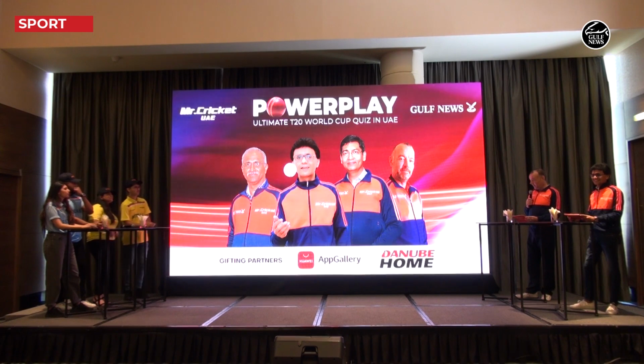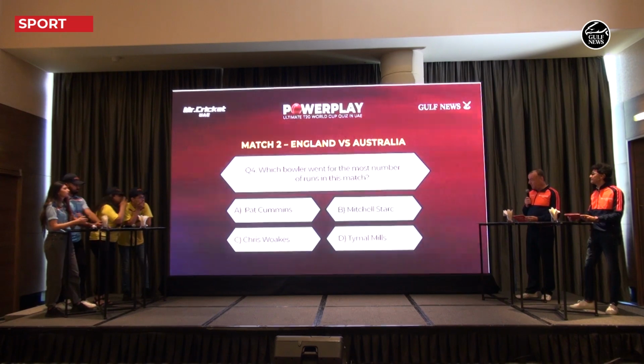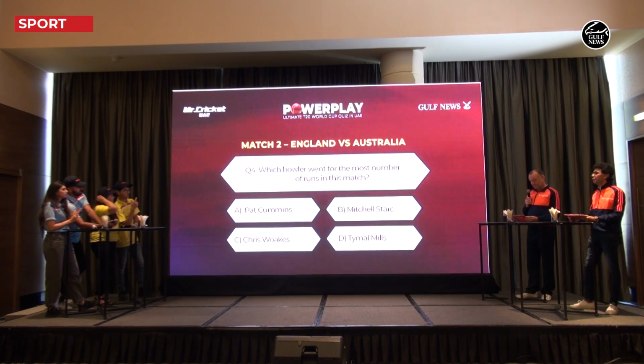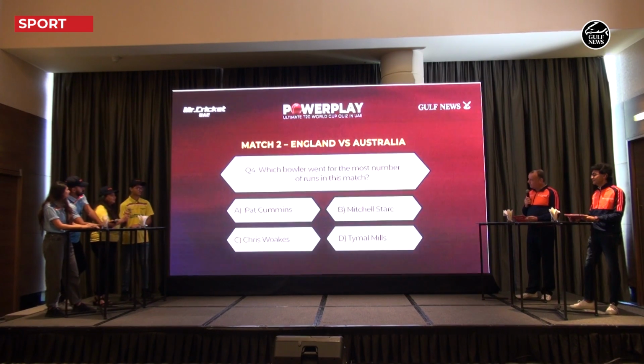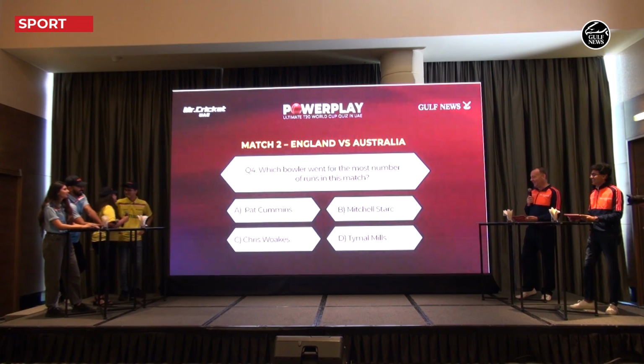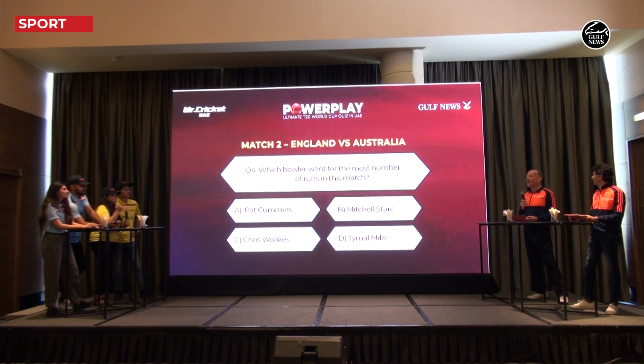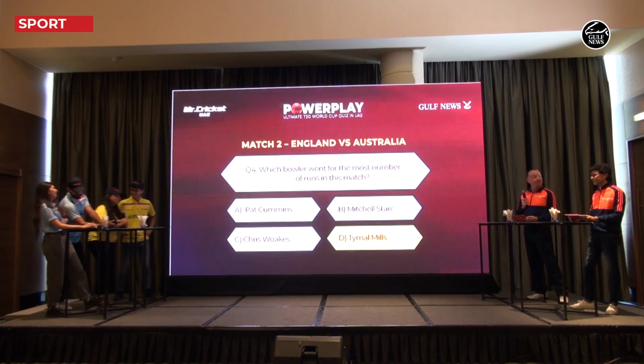Okay, here's question 4, guys. Which bowler went for the most number of runs in this match? The options are Pat Cummins, Mitchell Starc, Chris Woakes, or Tymal Mills. Who pressed the buzzer? Australia has pressed the buzzer. Do they know the answer? Okay, D, Tymal Mills. England bowler. All right. That is the correct answer. Oh, Australia is running away.